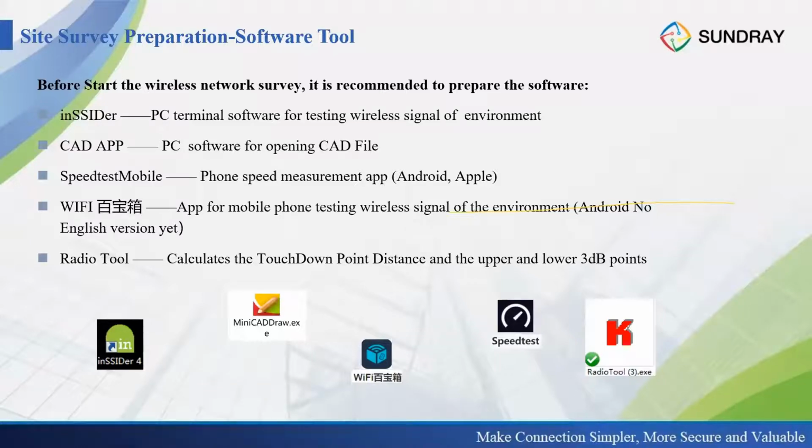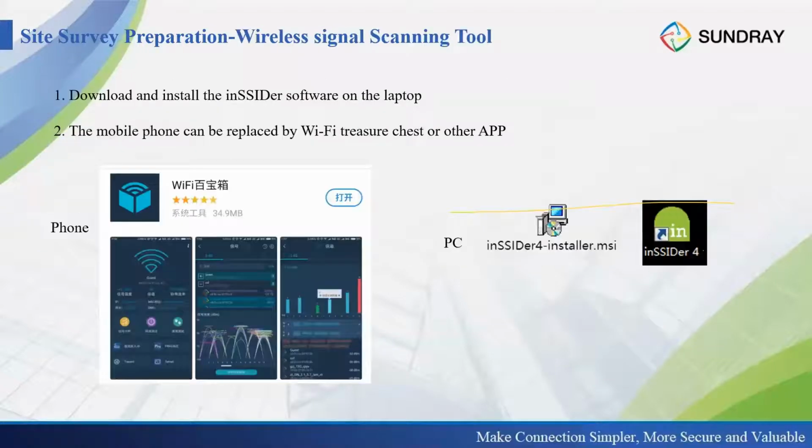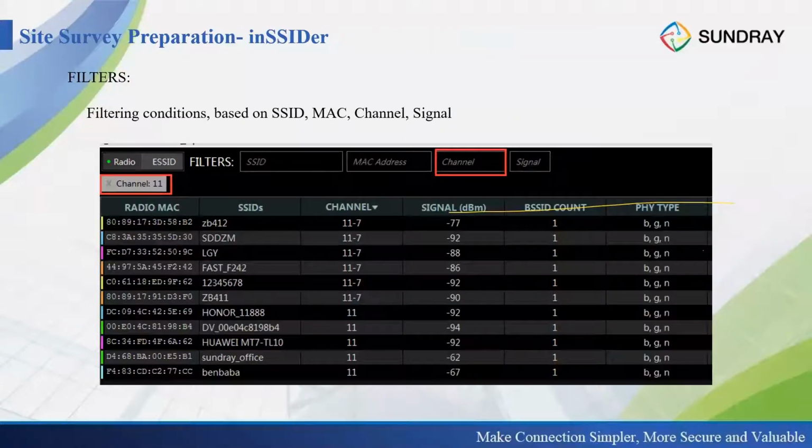This radio tool can help us calculate the touchdown point distance and the upper and lower 3 dB points. Later you will understand why we use this tool. It's usually used for outdoor projects. I just installed these two apps, one for the phone, one for the laptop. If you don't, you can find other apps. There are a lot of apps for signal analysis. And this is how to use inSSIDer. In inSSIDer, you can filter by SSID, MAC address, channels, and signals.